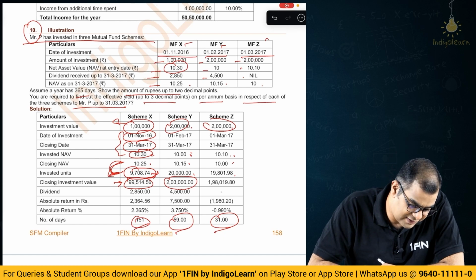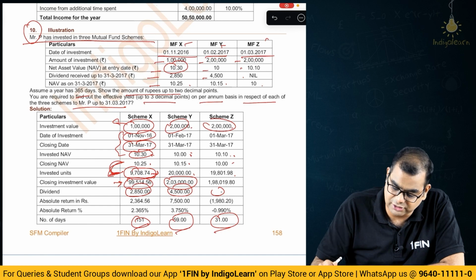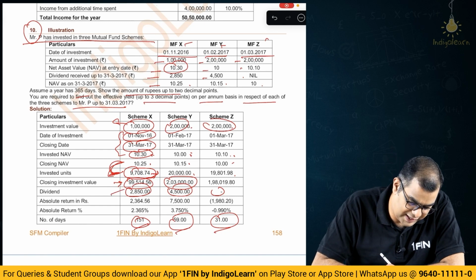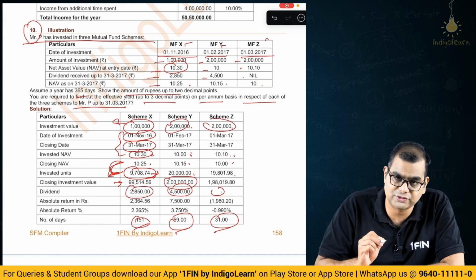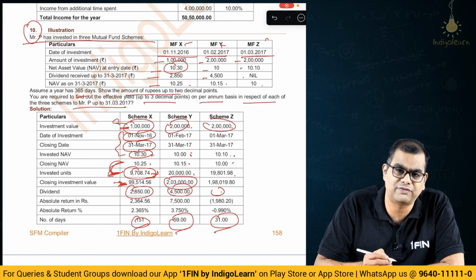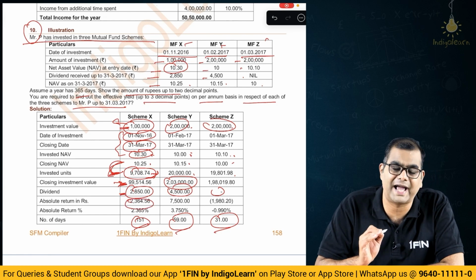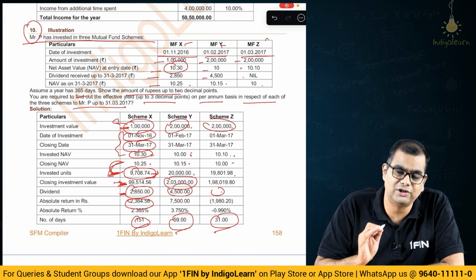Then, what do they ask after that? They have also received dividend. How much is the dividend? Dividend received is 2850, 4,500 and 0. So, what is the total return that has been achieved? Total return achieved for scheme X is 2850, which is what you got as dividend, and capital gain, and there is a reduction in NAV from 1 lakh to 99,500. So, there is a 484 rupees reduction. So, you adjust for those two, you get 2364 as the actual absolute value of return that you have made.